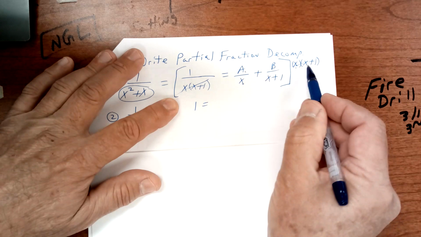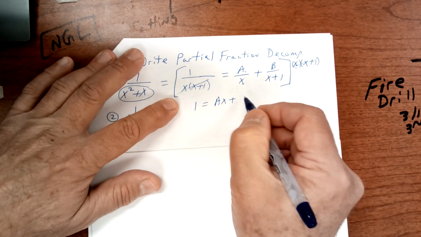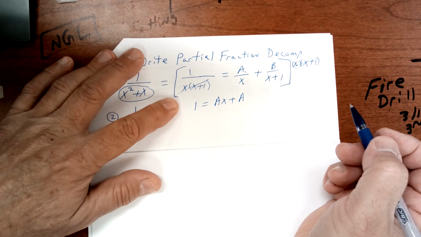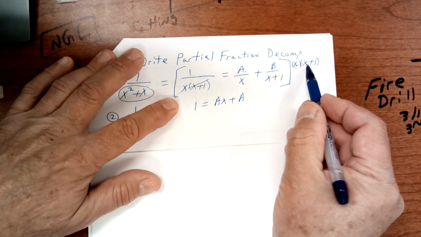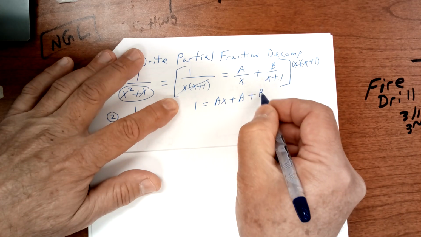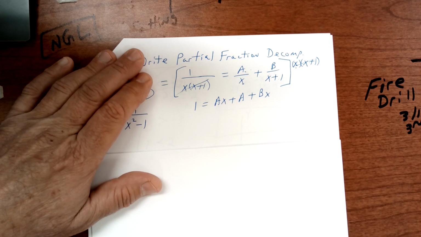when you do this, the x cancels and you're left with a times x plus a times 1. Like that. Okay? When you do this one, the x plus 1 cancels and you're left with b times x. Okay? So let's take a look at this and see what's going on here.